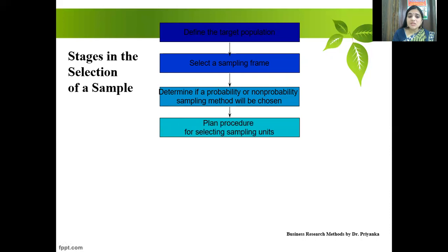Then plan procedure for sampling, for selecting sampling units. Yes, how would you select the sample units? Selecting sample units again is dependent on the kind of sampling method you will be choosing, but still it is very important how you are going to choose sampling units for your study.